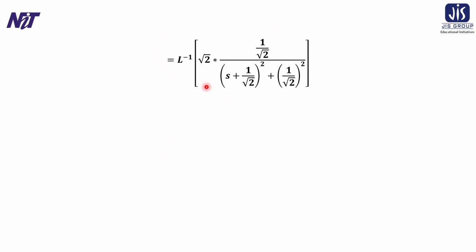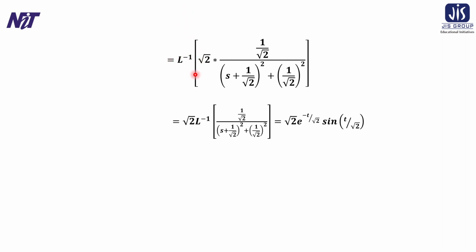I am repeating this equation once over here, so it has helped me to solve the problem. Now I am taking this root 2 outside, so that it is root 2 times the Laplace inverse of 1 by root 2 whole divided by s plus 1 by root 2 whole square plus 1 by root 2 whole square. If I go for the inverse Laplace transform, it will come out as root 2 into e to the power minus t by root 2 sine t by root 2.